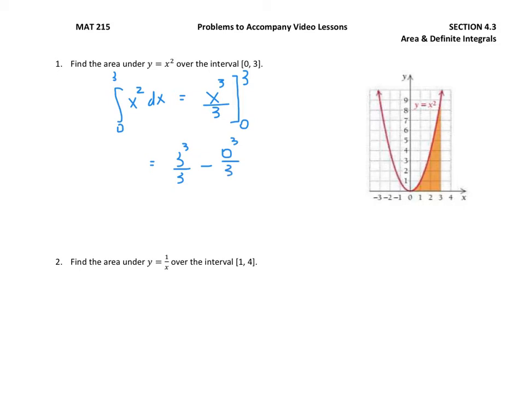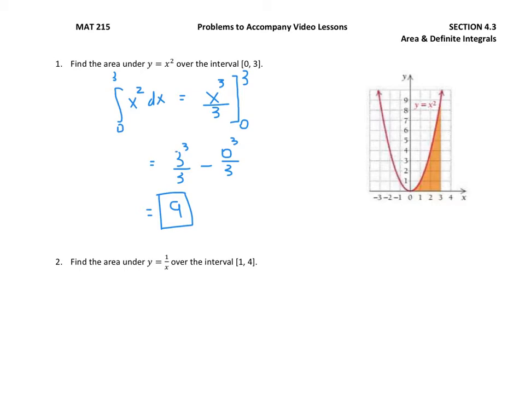So we end up having 3 cubed, which is 27. So 27 divided by 3 gives us 9, and then minus 0. So our answer then is 9. 9 is the area for this region under the curve between the x-axis and the curve, between 0 and 3.